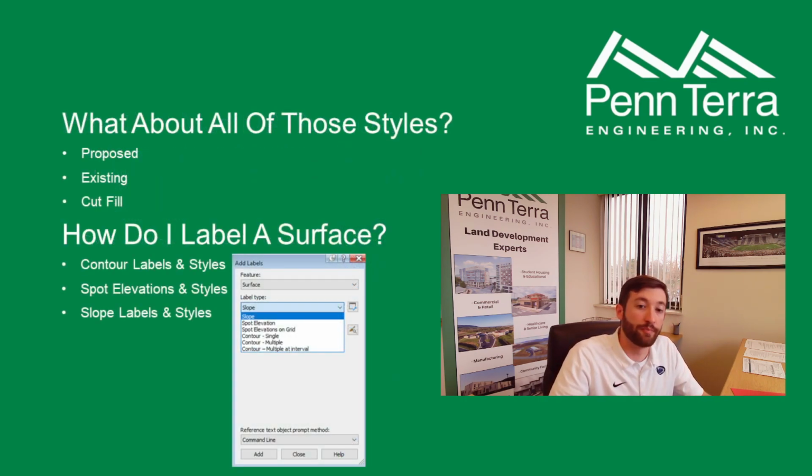Okay, so I'm sure you noticed whenever I was in the styles drop down for the surfaces, all of the many that we have in our template. The major ones that we're going to use are existing contours, 1s and 5s, proposed 1s and 5s, and then cut fill for volume surfaces.